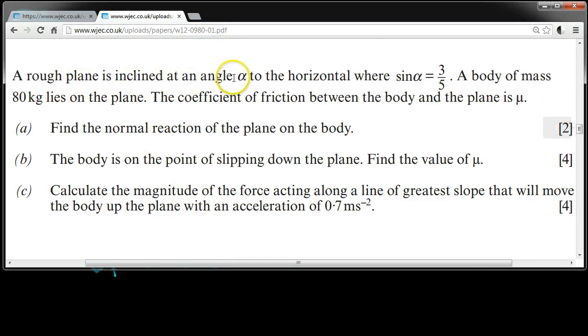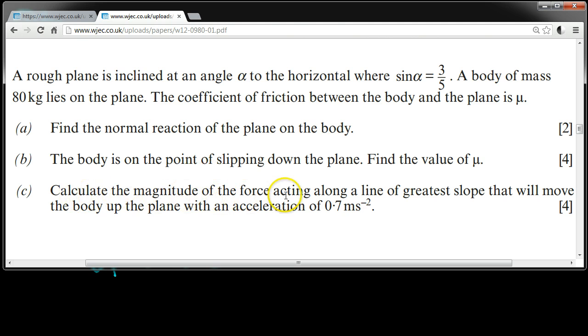A rough plane is inclined at an angle alpha to the horizontal, where sine alpha is 3/5. A body of mass 80 kilograms lies on the plane. The coefficient of friction between the body and the plane is mu. Find the normal reaction of the plane on the body. The body is on the point of slipping down the plane. Find the value of mu.